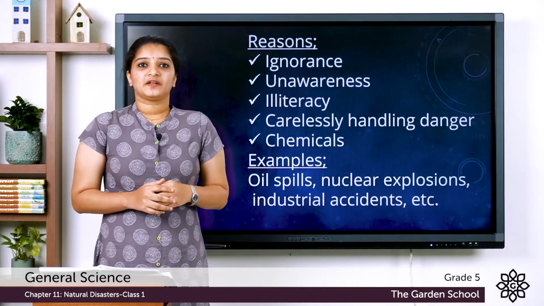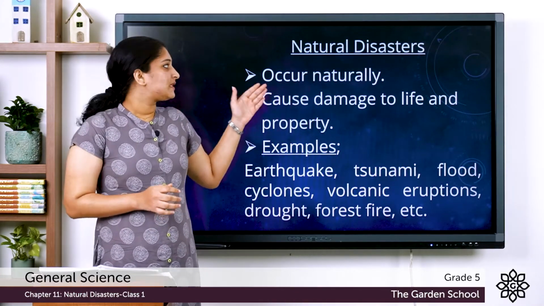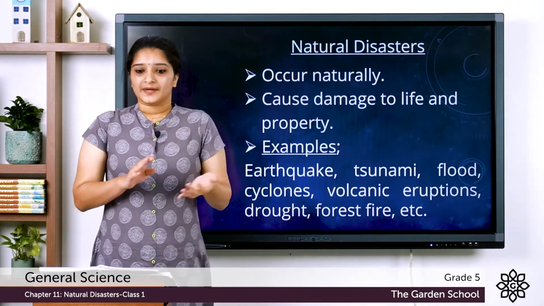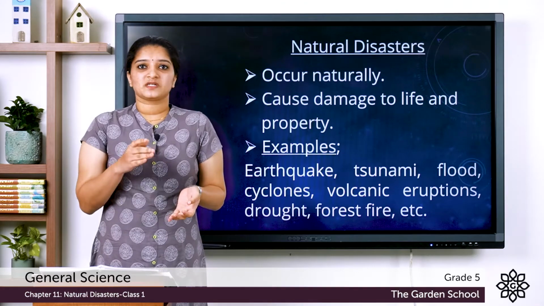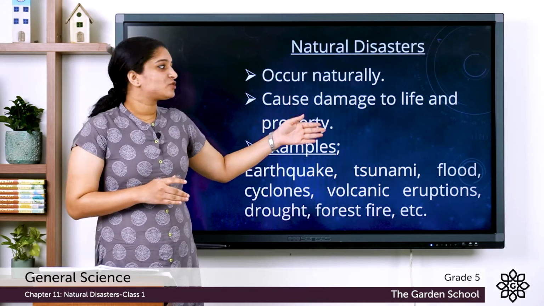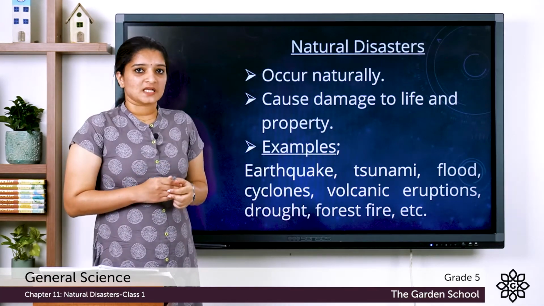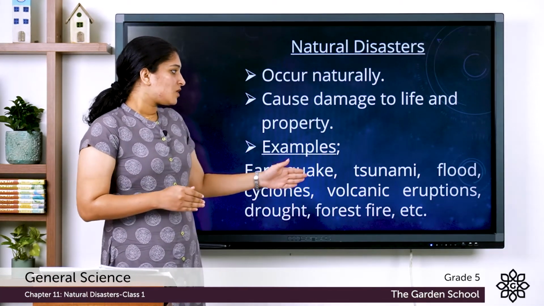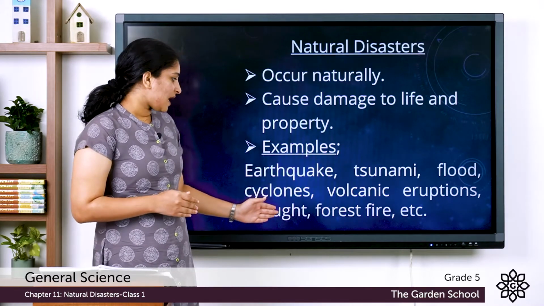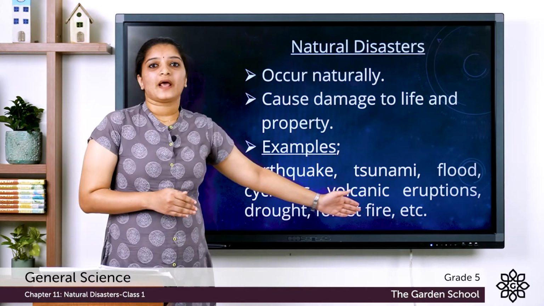Now let's see what a natural disaster is. A natural disaster is an event that occurs naturally. It is a sudden calamitous event that occurs naturally, and it causes damage to both life and property. The examples for natural disasters include earthquake, tsunami, flood, cyclones, volcanic eruptions, drought, forest fire, etc.